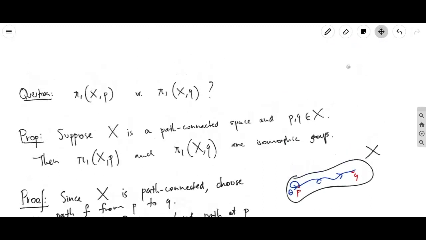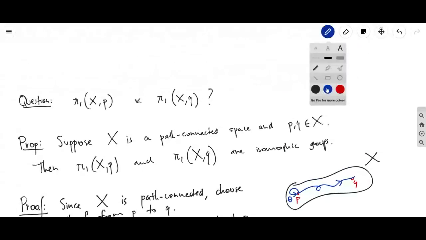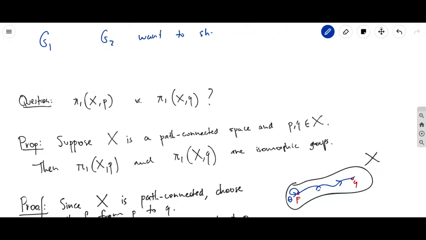So how do you show that two groups are isomorphic? Let's just go back to group theory. Let's say you have a group G1 and G2, and you want to show that they're isomorphic. So you have to define a mapping, let's call it mu, from G1 to G2. This should be a bijection and a group homomorphism.